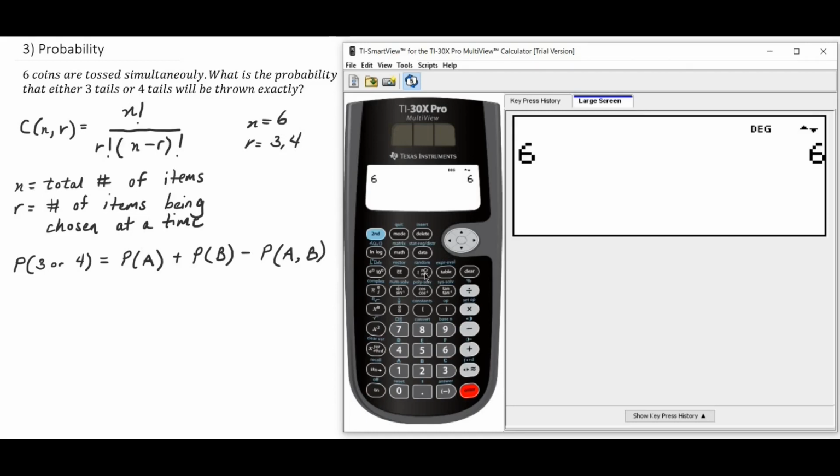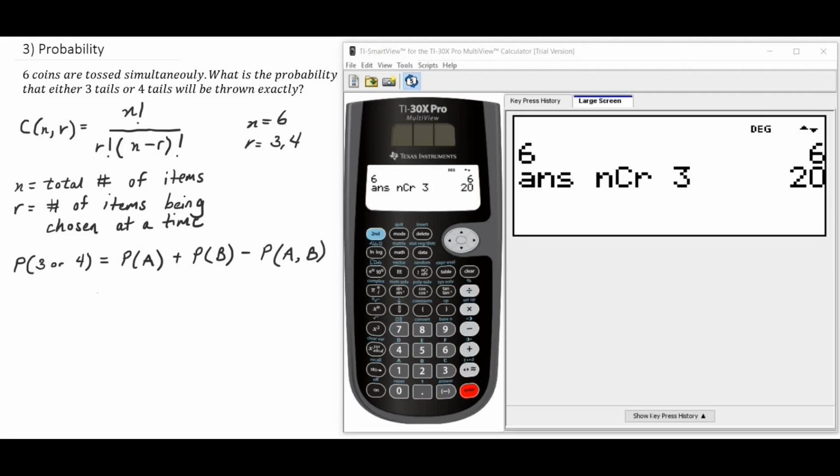The first time you enter the button, it's going to give you the exclamation mark, so you need to press it 2 times to get the combination function. Next, you need to input the r value. We can enter 3. It gives you a combination of 20.